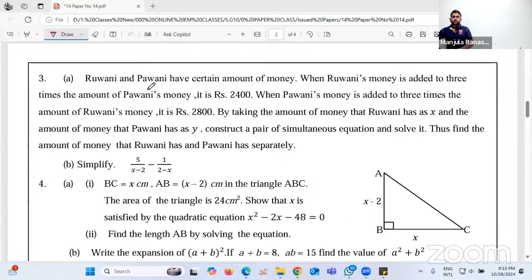Simultaneous equations. Ruoni and Pavani. When you are reading a question like simultaneous equations, go to the last paragraph and see what is x, what is y. They are saying that Ruoni has x and Pavani has y.